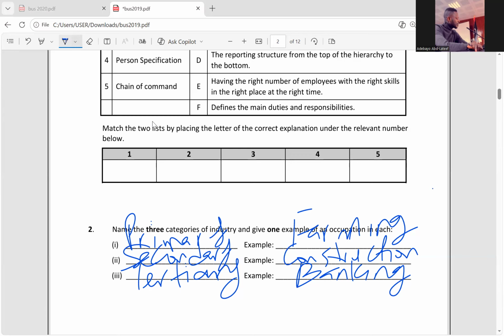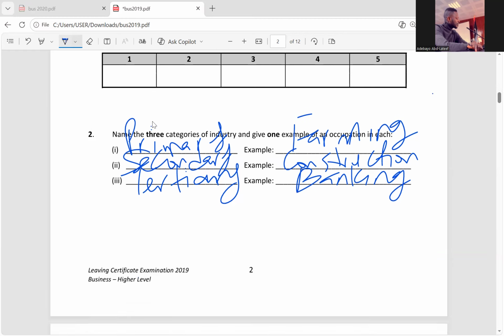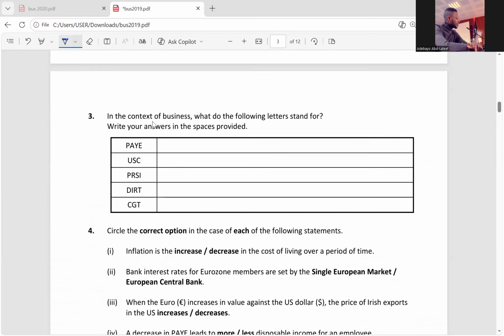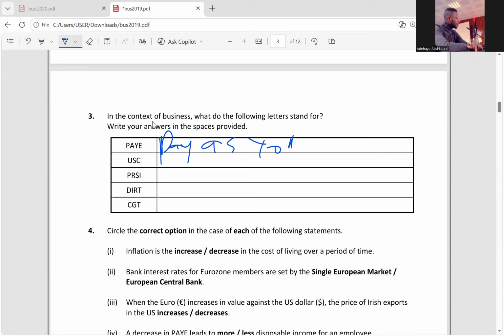We have PAYE, USC, PRSI, DIRT, CGT. The first one is PAYE. When you talk about PAYE, we're talking about pay as you earn. Then we have USC, the universal social charge.